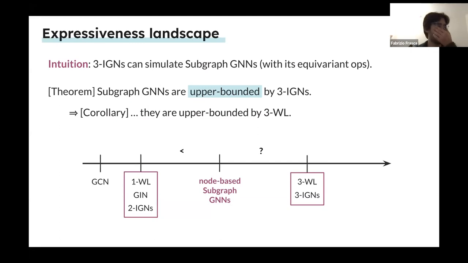Yeah, and I think this is an important observation. If you care about modeling molecules, maybe it's more interesting, rather than going beyond 3WL, to study a finer characterization of what's happening in between 1 and 3. And if there are some properties you can detect with some models in this region, and some others you cannot, this will be very valuable, for example, for molecular modeling.